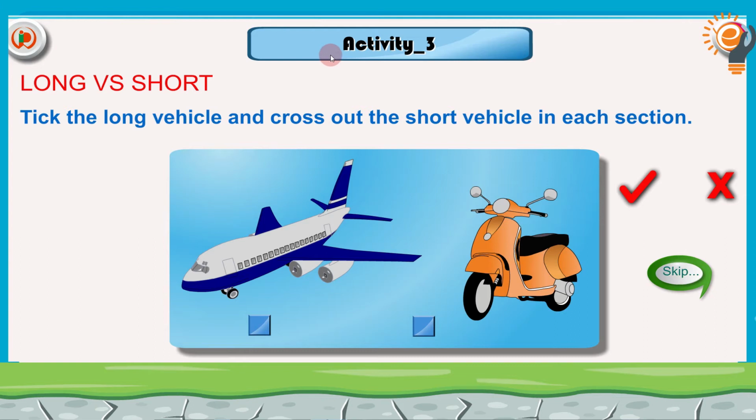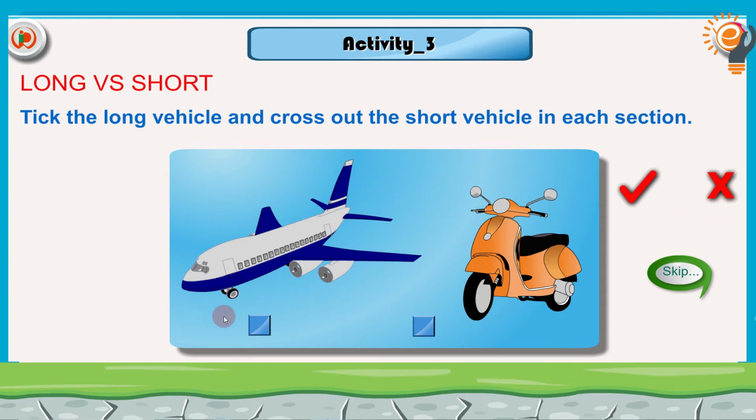Now the next activity is activity 3. In this we have long versus short. What is the heading here? We will read. Tick the long vehicle and cross out the short vehicle in each section. So in this section we have to tick the long vehicle and cross out the short vehicle.